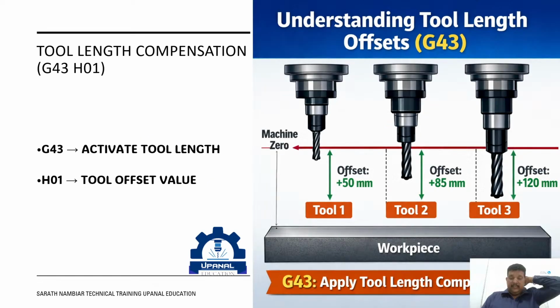Now, next is the important line G43 H01. Don't worry about memorizing the code again, just understand the idea. In CNC, different tools will have different lengths. Some tools are long, some are short, and when you change a tool, the machine needs the new length. This is what this line does. It tells the machine the actual length of the tool, so the machine can position correctly.